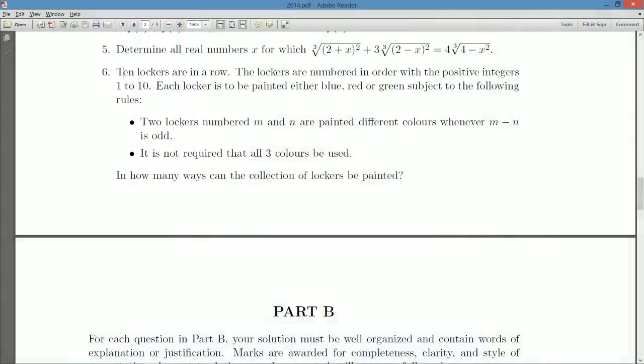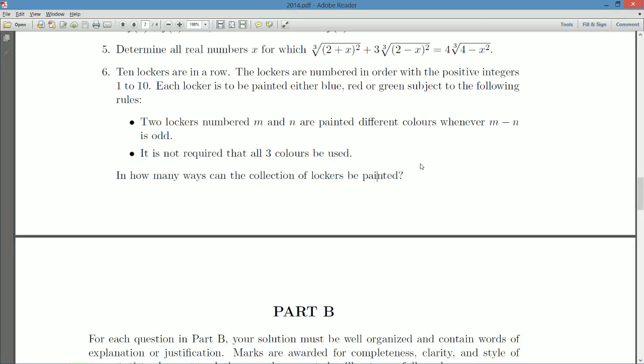Alright, question 6, 10 lockers are in a row. The 10 lockers are numbered in order with the positive integers 1 to 10. Each locker is to be painted either blue, red, or green, subject to the following rules. 2 lockers, numbered M and N, are painted different colors whenever M minus N is odd. And it is not required that all 3 colors be used. So these are our 2 conditions. In how many ways can the collection of lockers be painted?